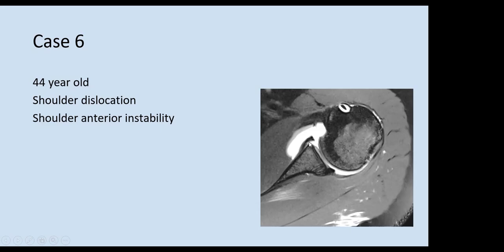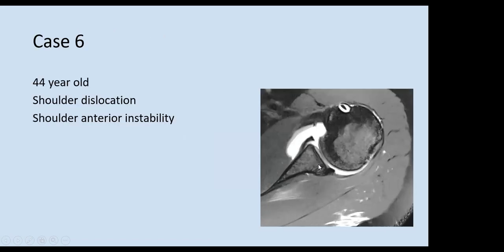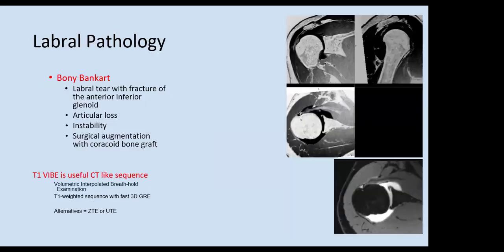So there is a labral tear here for sure. The periosteal sleeve is there. This is actually the Perthes variant of Bankart. The definition of Perthes is an anterior inferior labral ligamentous avulsion with an intact periosteal sleeve. So the periosteal sleeve is intact, not torn. Remember, for the Bankart, we said periosteal sleeve avulsion, and the case that we looked at did have periosteal sleeve avulsion.